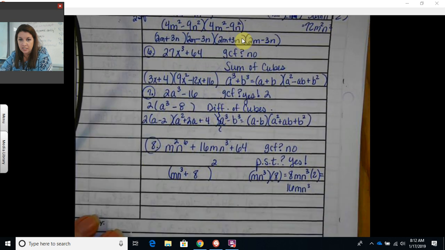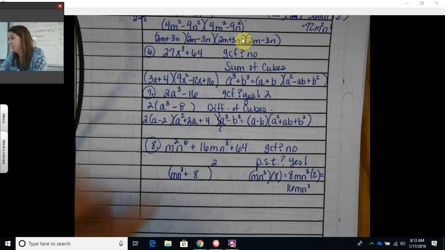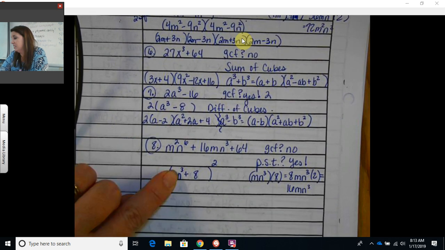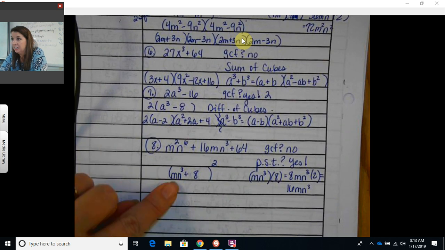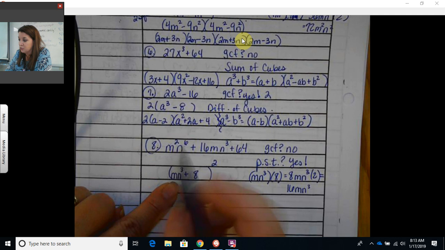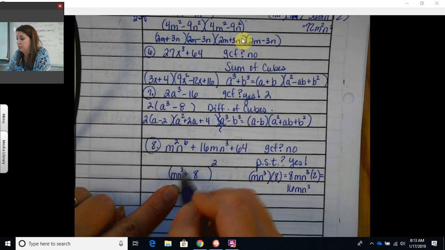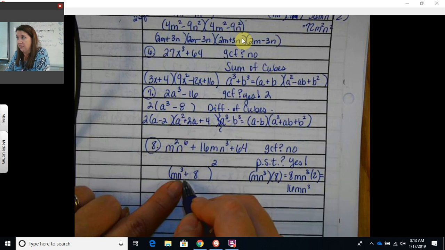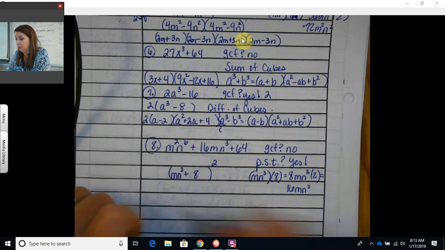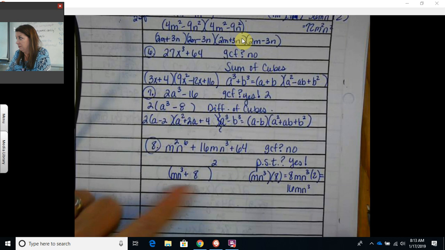Is that a sum of cubes? If I did not have the m, that would be a sum of cubes, and I could factor it further. But is mn cubed a perfect cube? No. If that was mn and there were parentheses and the 3 was outside the parentheses, that means they would both be cubed. But only the n is cubed here, not the m. So that's not a sum of cubes. We can't do anything with that. Okay? Anybody have questions?